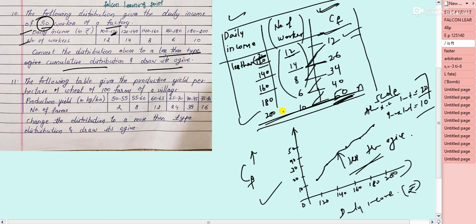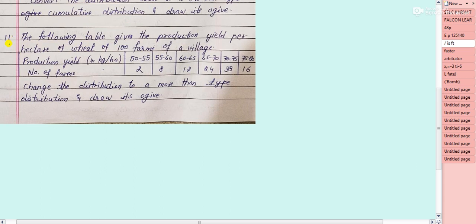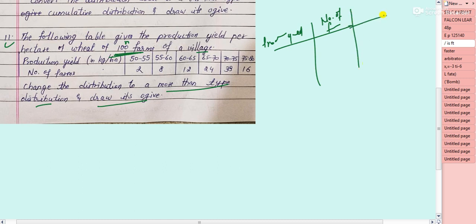Now we'll see the last question, a very important one, the more than type ogive. Here they have given: the following table gives the production yield per hectare of wheat of 100 farmers in a village. Change the distribution to a more than type distribution and draw its ogive. So again you have to write the production yield, then the number of farmers, that is the frequency they have given, and you need to find the CF of more than.